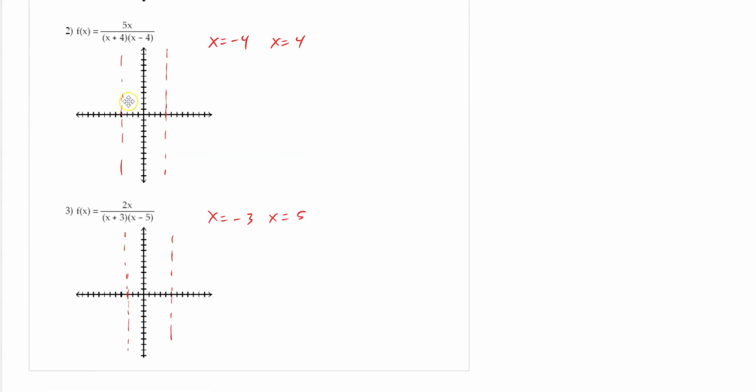So this is what you should have gotten. You should have got a negative 4 and a positive 4. Negative 4 for the first factor, positive 4 for the second. Those should be your vertical asymptotes here and here. And then you should have got negative 3 and positive 5 and then graph them.